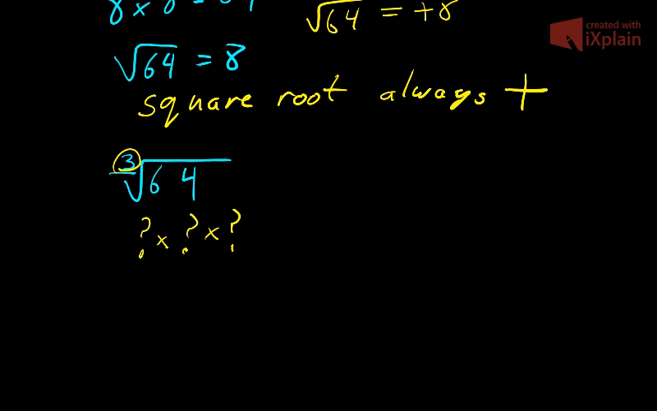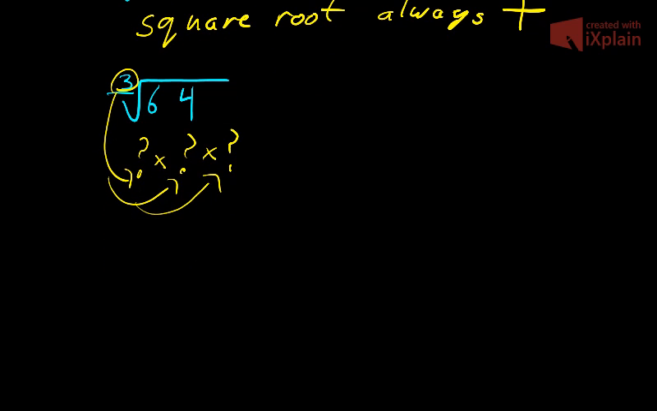We have the 3 here, so we're going to have 3 of these. We're asking ourselves what times itself is 64. And when we do that, with a little guess and check, we'll get to that the cube root of 64 is going to be equal to 4, because 4 times 4 times 4 is 64.